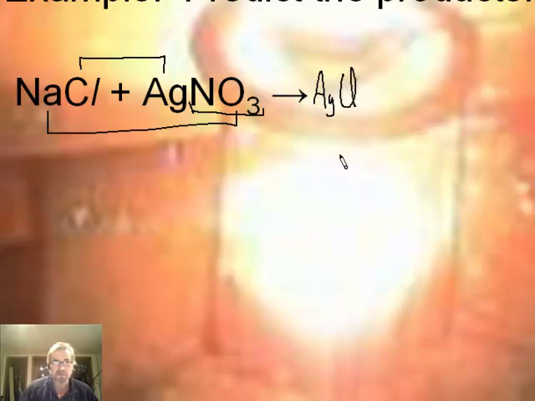Try this one. This is a double replacement. I've got just two ionic compounds. I'll take outsides and put them together. So sodium goes together with nitrate, and insides and put them together. So silver goes together with chloride. Silver's 1+, chlorine's 1-, so AgCl is my formula. And sodium's 1+, and nitrate's 1-, so NaNO3 is my other product.